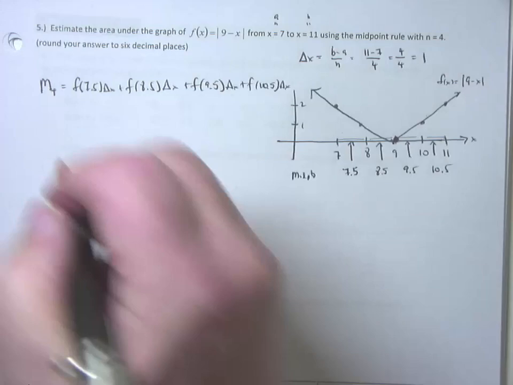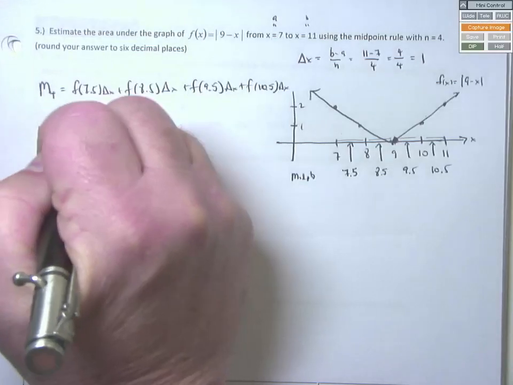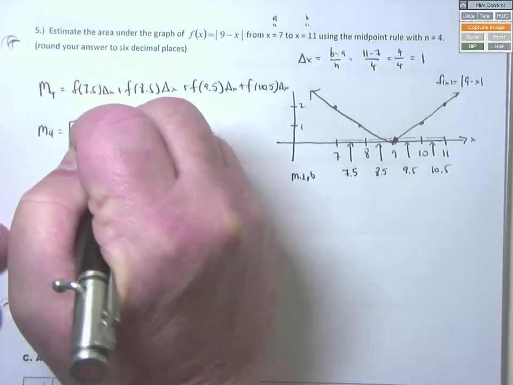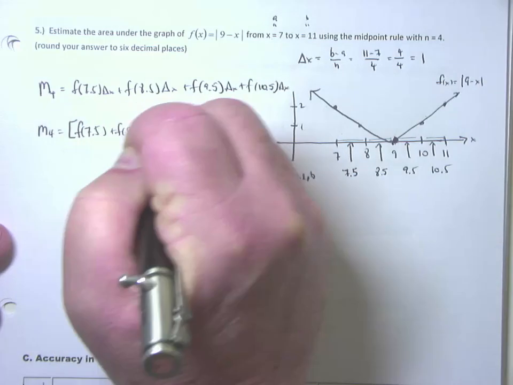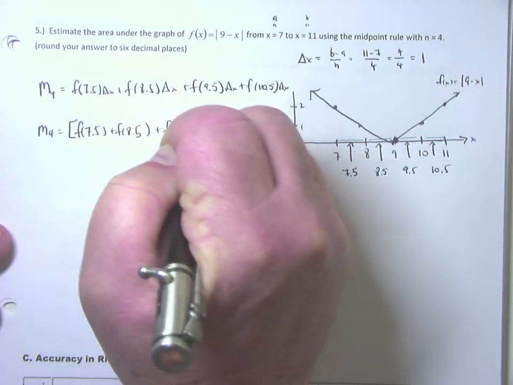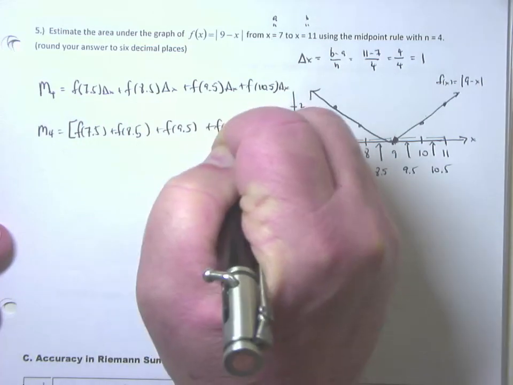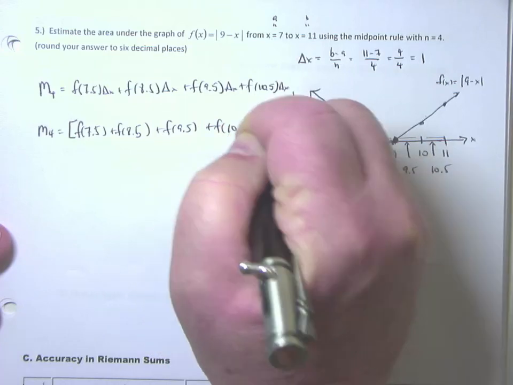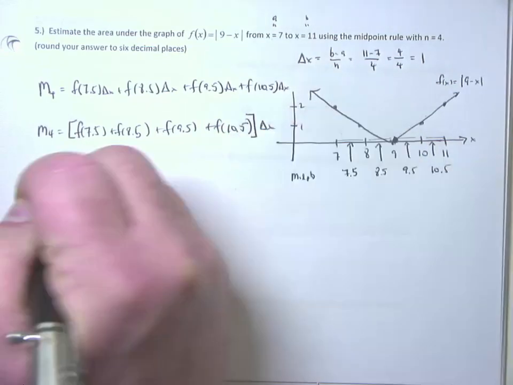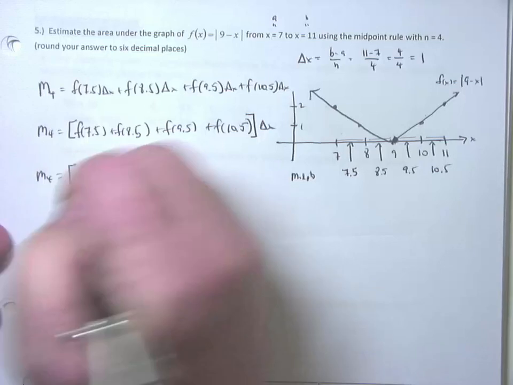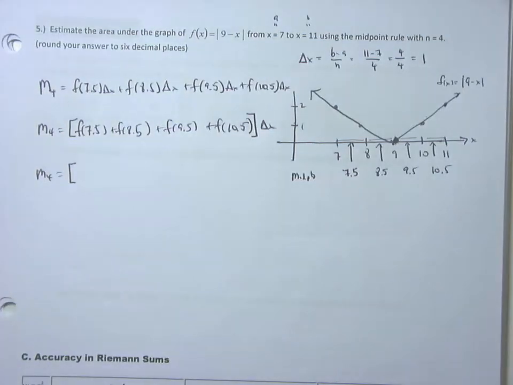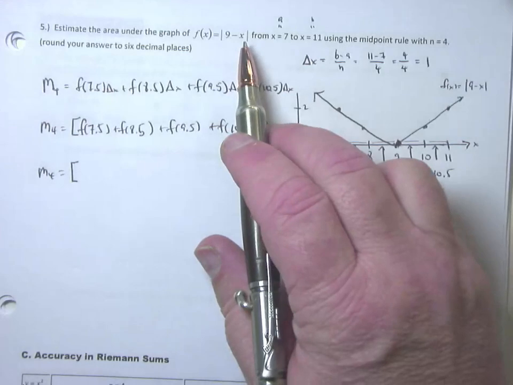They all have delta x in common, so this would be f of 7.5 plus f of 8.5 plus f of 9.5 plus f of 10.5, all of that times delta x. Now, plugging in my numbers, I don't think we need a calculator for this one. Remember, my function is absolute value of 9 minus x.